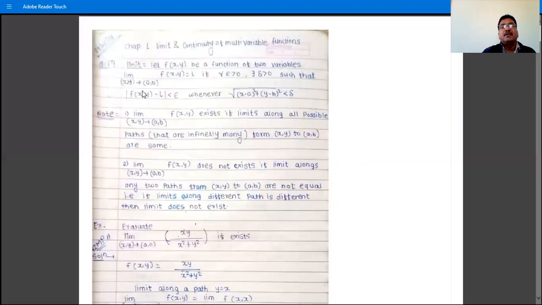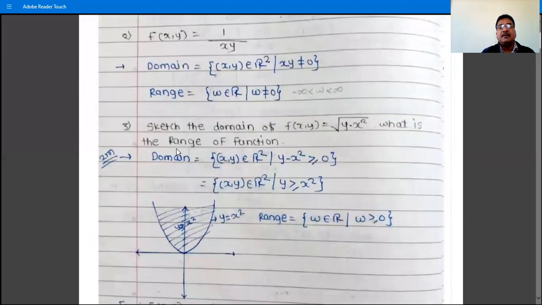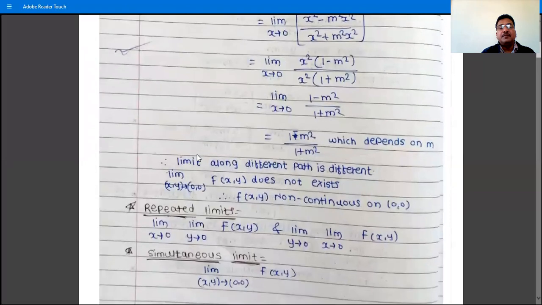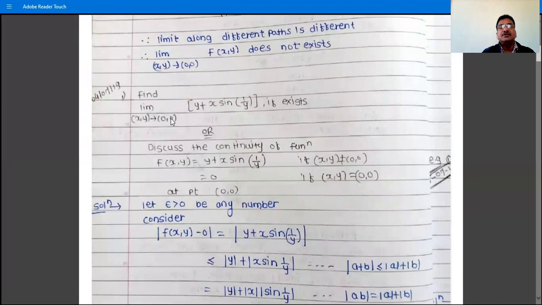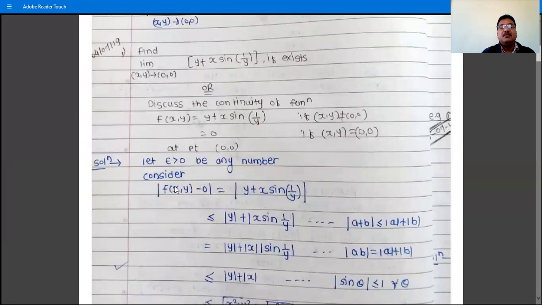What do I have to show? We have to show the limit as (x,y) tends to (0,0) of f(x,y) is equal to 0. For that, consider mod f(x,y) minus 0 and show that mod f(x,y) minus 0 is less than epsilon whenever root x square plus y square is less than delta. So start from mod f(x,y) minus 0. So in this problem, we have to show the limit as (x,y) tends to (0,0) of this quantity is equal to 0. Suppose this is the f(x,y). We have to show this.